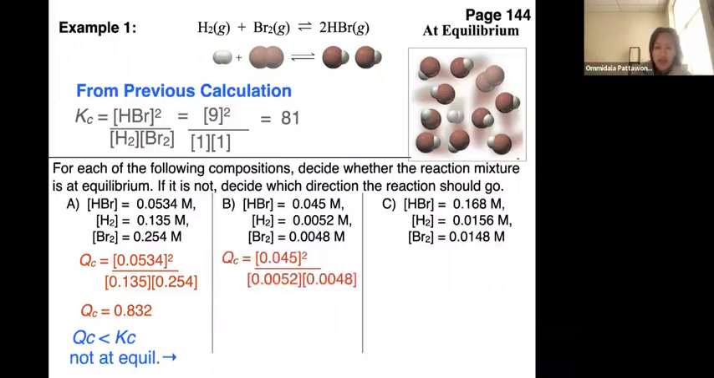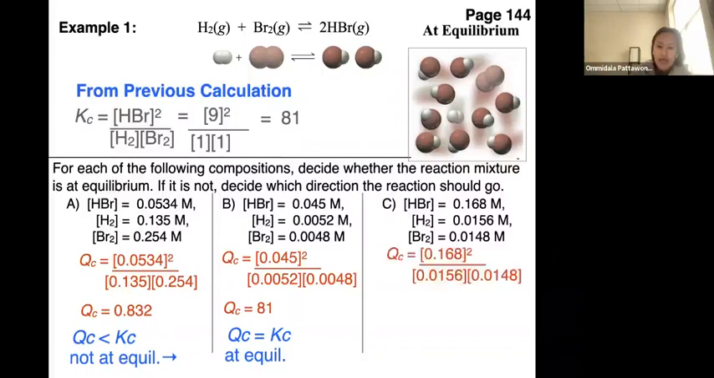So B, do the same thing. You are going to calculate the Q value. Q comes out to be 81. So this indicates Q and K are equal to each other, which means condition B is already at equilibrium. There is no shifting, so the forward rate and the reverse rate are equal. At the equilibrium point, you are going to have more of the product than the reactant, because as we mentioned before, the product is favored. But there is no shifting.